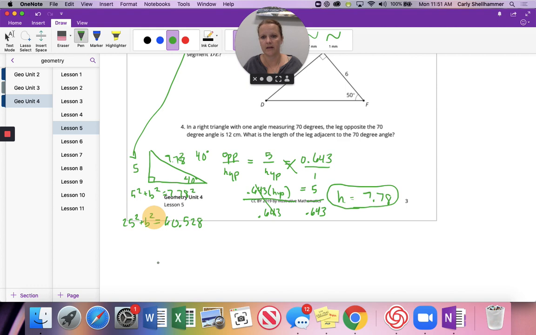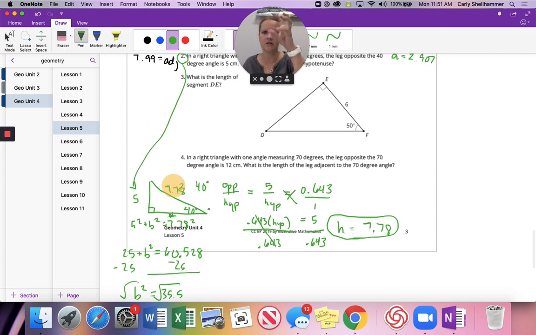Oops, that's not right. I squared 25, so I should not write 25 squared. Plus b squared. So subtract 25 from both sides. I get b squared equals 35.5. Square root both sides. B equals 5.96. So we got this side. I need to finish it. I want you guys to understand that solving means doing all of them.